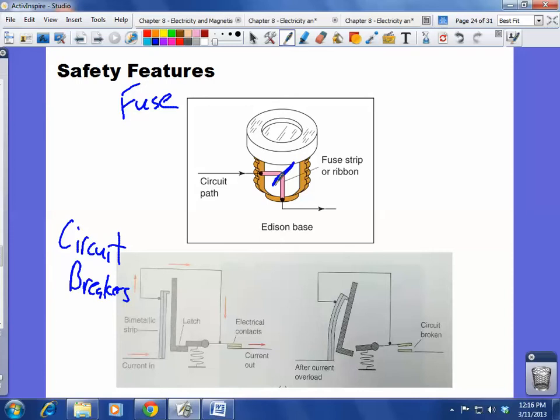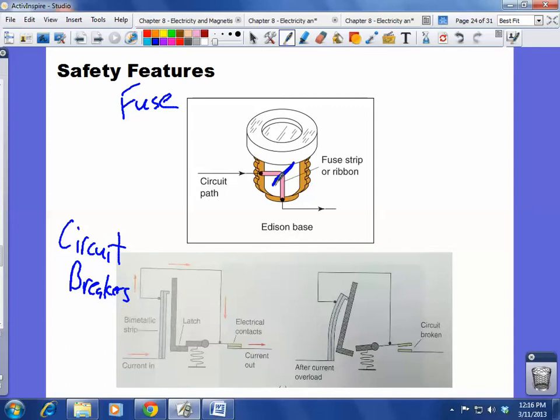You've got to replace it. So every time this goes out, there's no fixing this. We just have to replace it. That's why in your houses, you mainly have circuit breakers. Circuit breakers work on pretty much the same principle. If there's a short, this little strip here gets hot and bends. That's it. It bends, opening up a contact, opening up the circuit. So you don't have electricity flowing through here anymore.